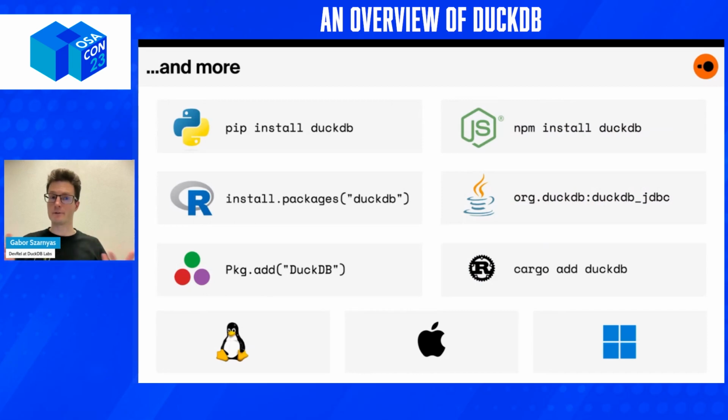DuckDB is not limited to R and Python. We support Julia, Node, JavaScript, Go, Rust, and so on. And we support all major operating systems and all major computer architectures, including x86 and ARM.